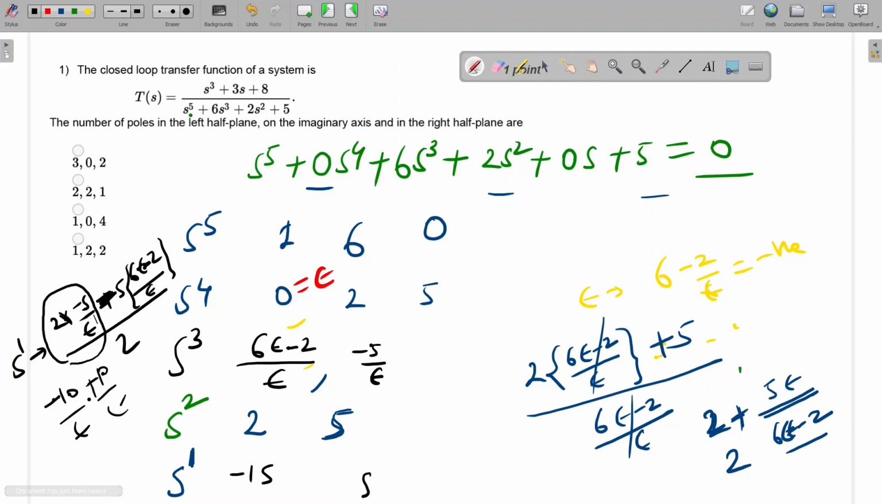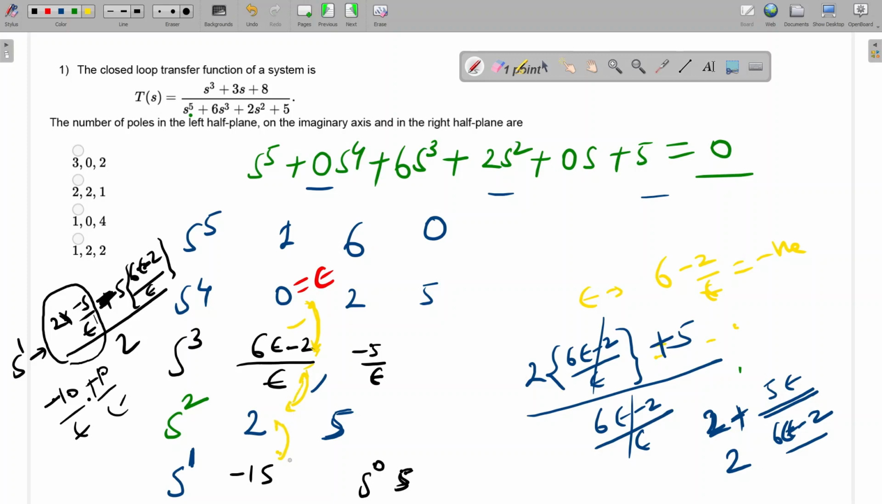And again s to the power 0 will be 5. Correct. So how many sign changes are we getting? This term is negative only. So positive to negative, one sign change. Three sign changes we are getting. Yes, sir. That means 3 roots in the right half plane. Three or four? Positive to negative, then negative to negative, then positive to negative. Yes, sir, four.